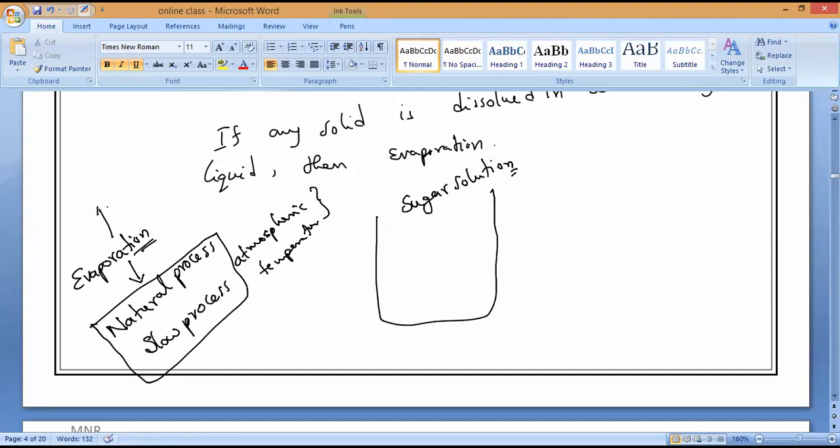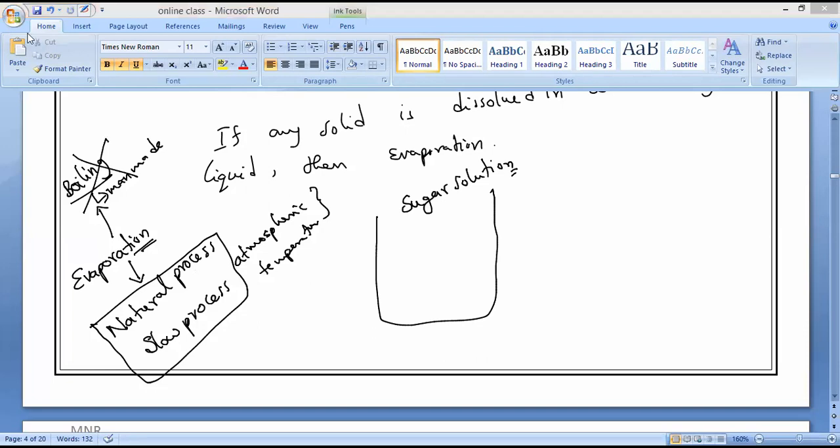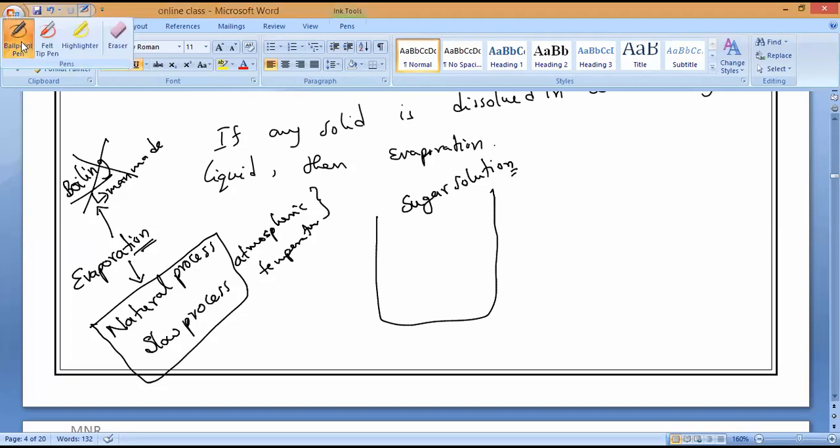The man-made process we call boiling. So boiling is the man-made process, but we are not studying boiling. What are we studying, guys? Evaporation. So evaporation is a natural process.